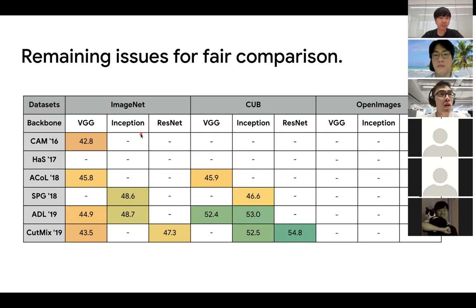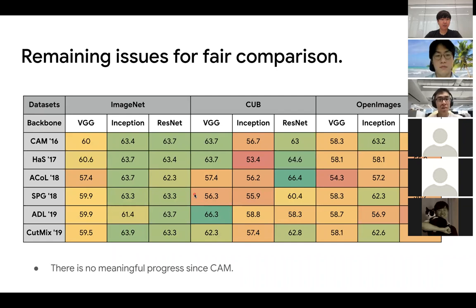The last issue for fair comparison is the dataset and architecture used by each method. For example, ACoL used the VGG architecture and SPG used the Inception architecture. Although they do not share the same backbone networks, they compare each other directly. We believe that this is less reasonable. Hence, we re-implement all six WSOL methods with three architectures and evaluate them on three datasets. Strikingly, there is no significant progress since CAM in WSOL. The performance of CAM is still competitive with other state-of-the-art WSOL methods.